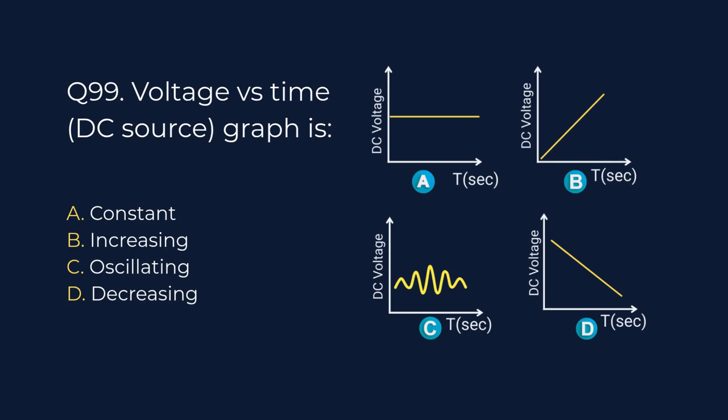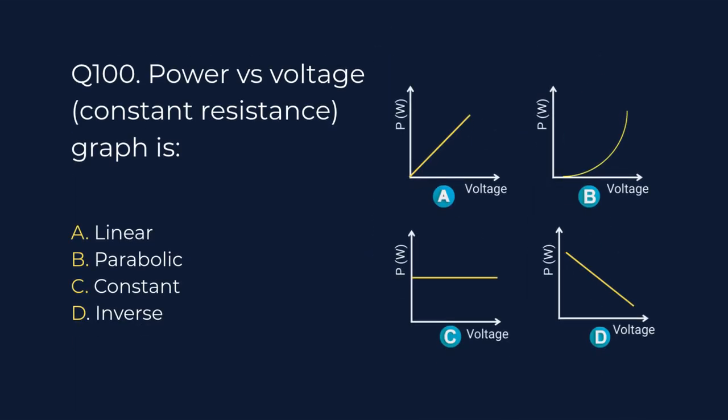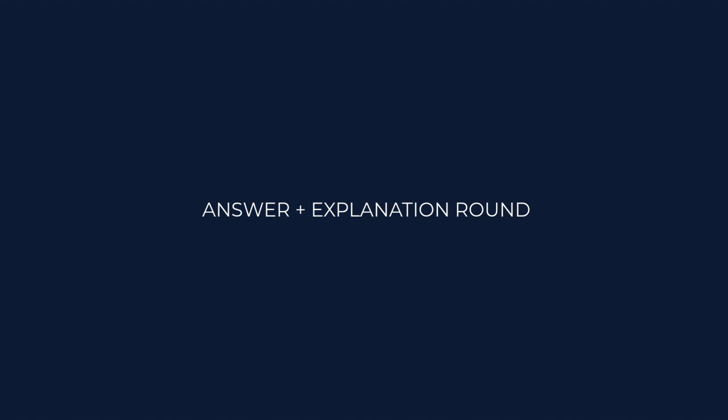Question 99. Voltage versus time for DC source graph is option A constant, option B increasing, option C oscillating, option D decreasing. Question 100. Power versus voltage at constant resistance graph is option A linear, option B parabolic, option C constant, option D inverse. Answer and explanation round follows.